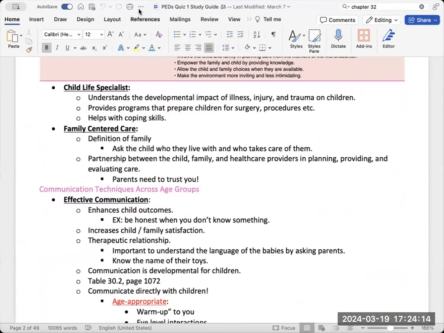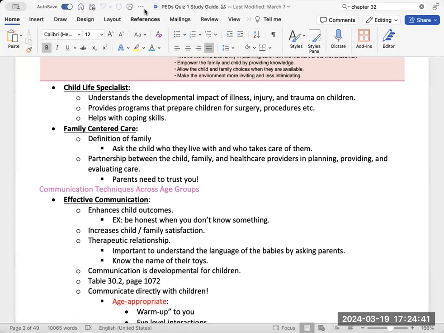There's also child life specialists, which help understand the developmental impact of illness, injury, and trauma on children. They provide programs to help prepare children for surgery and procedures, and they even help with coping skills. Now, just an emphasis that a child life specialist does not just have to be for little kids. Grown adults can have a child life specialist, especially if they're developmentally delayed.